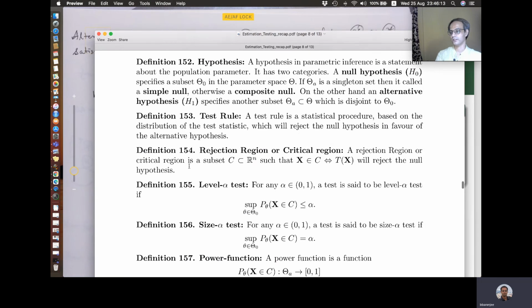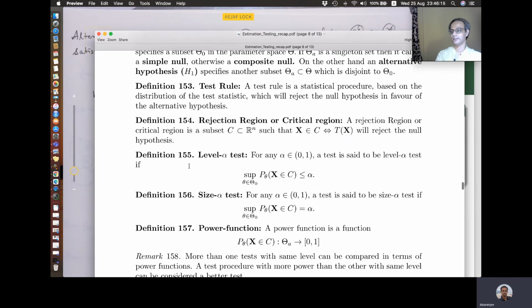First of all, let us talk about the test rule. A test rule is a statistical procedure based on the distribution of the test statistic, which will reject the null hypothesis in favor of the alternative. So, the test rule will tell us whether we will reject the null hypothesis or not. That we have to construct. We will see how to construct.